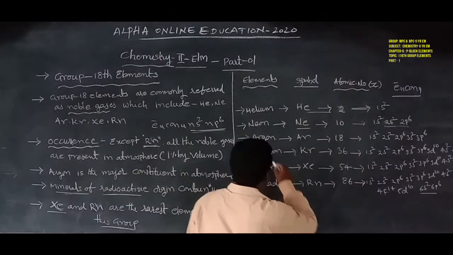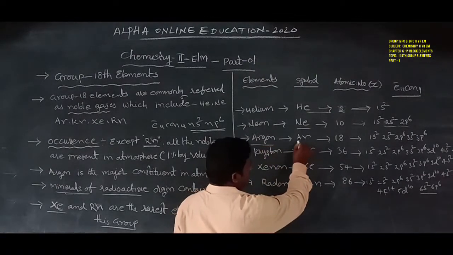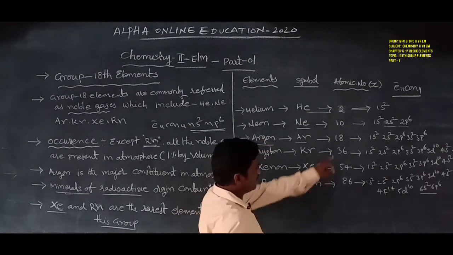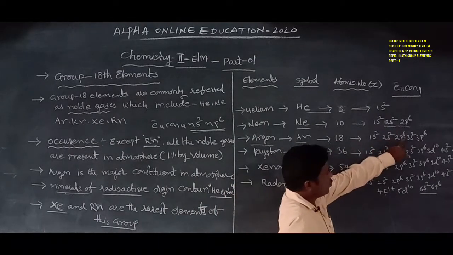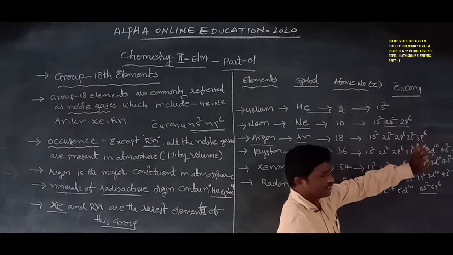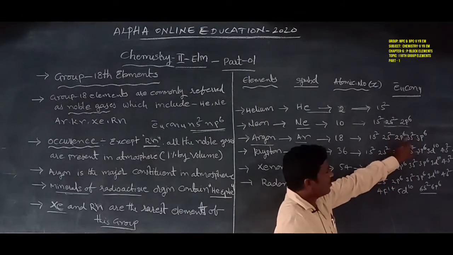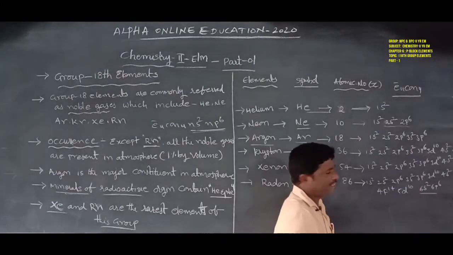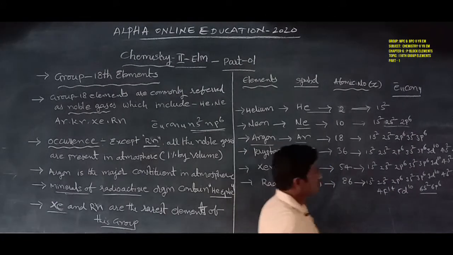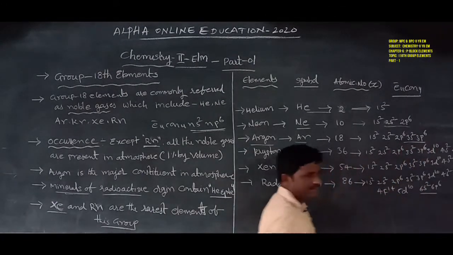Next, argon. Argon atomic symbol is Ar. Atomic number 18. Electron configuration 1s2, 2s2, 2p6, 3s2, 3p6. 2 plus 2 is 4, 4 plus 6 is 10, 10 plus 2 is 12, 12 plus 6 is 18. The outermost shell consists of 8 electrons.